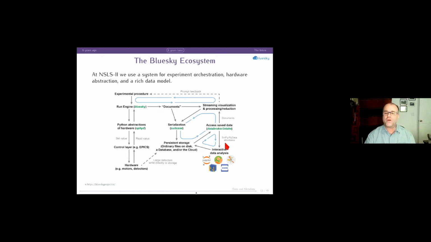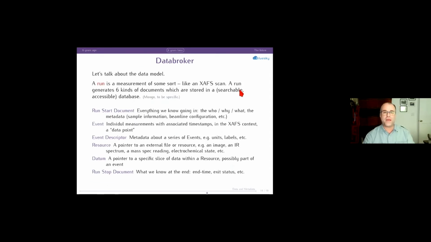The part I want to draw your attention to is that all of the information in the experiment, as much as possible, gets streamed into what we call our data broker. This provides a really rich data model for handling the data in both directions. So not only does this data model help us think about how to move on to data analysis, but it helps us think about how to move back into the experimental loop and make interesting human and machine decisions about what to do in the experiment. Now, let's talk about that data model.